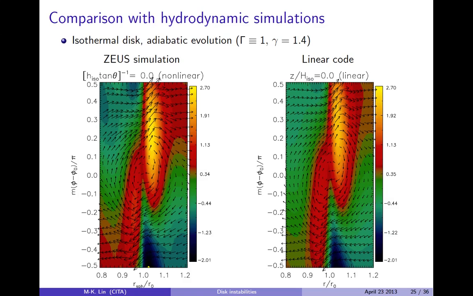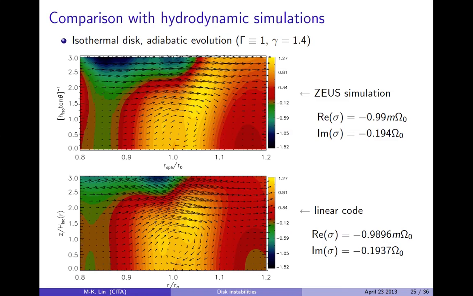So this is for the disturbance in the midplane. It also agrees quite well in the meridional plane. So this is the perturbation in the RZ plane. In both cases, I have this swirling or vortical motion in the meridional plane due to baroclinicity, and the eigenvalues or growth rates and frequency of the mode agree well as well. So this is very encouraging.